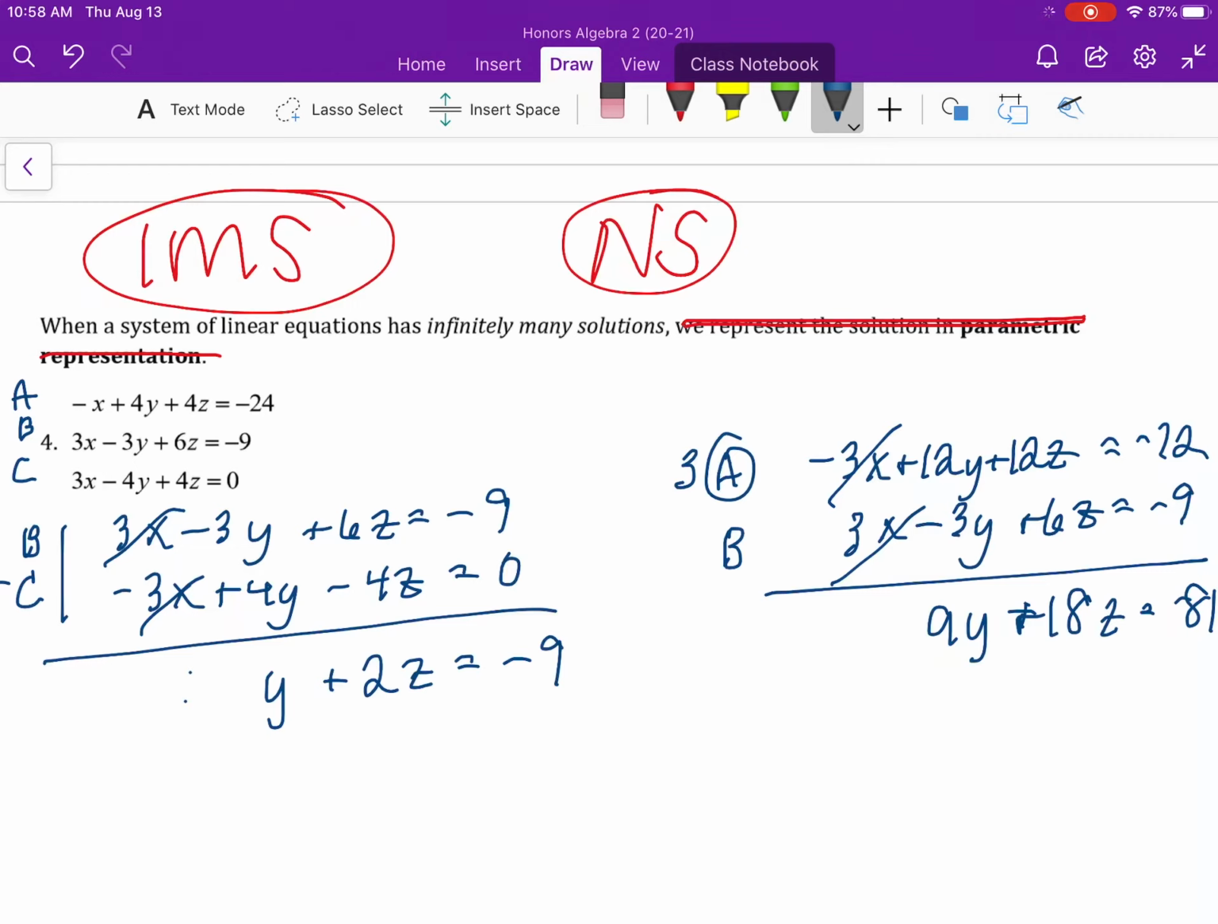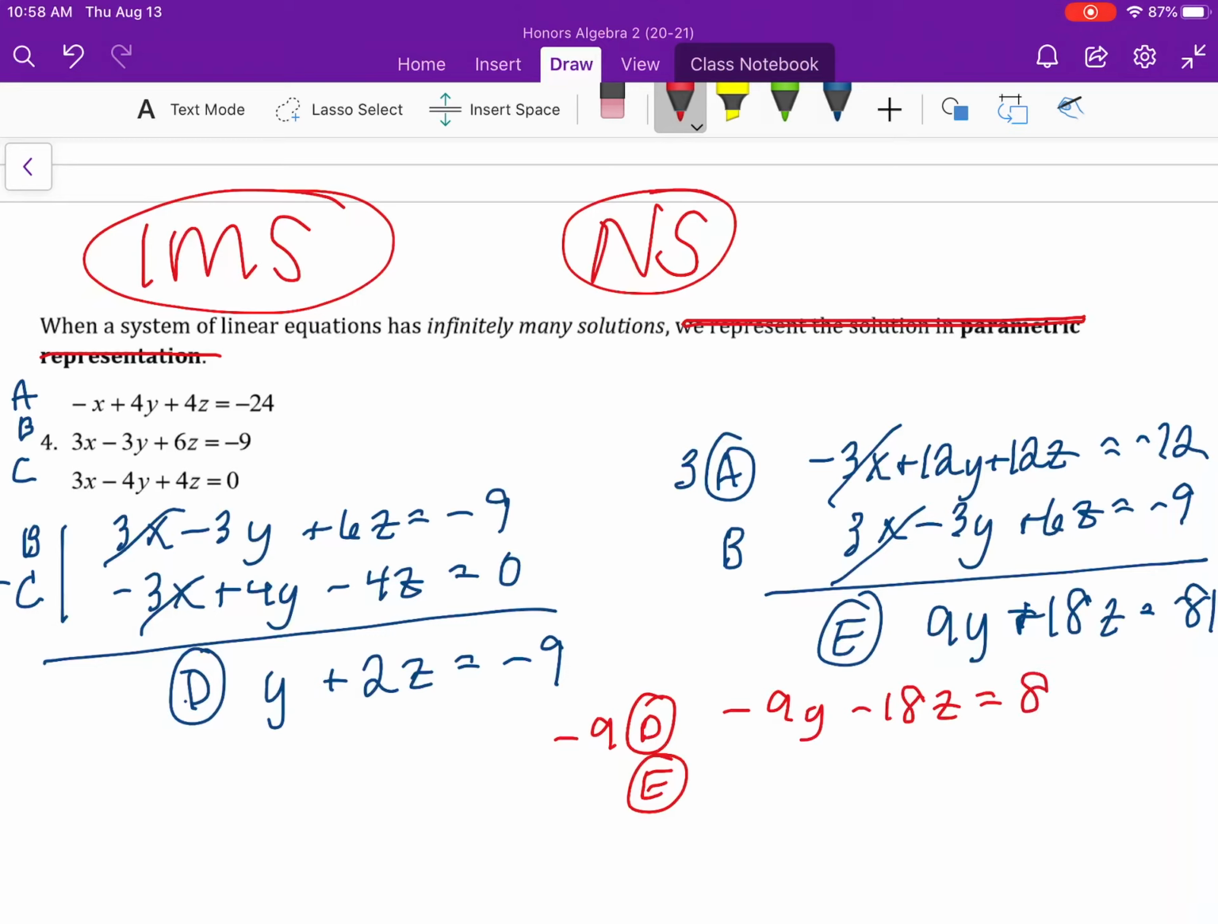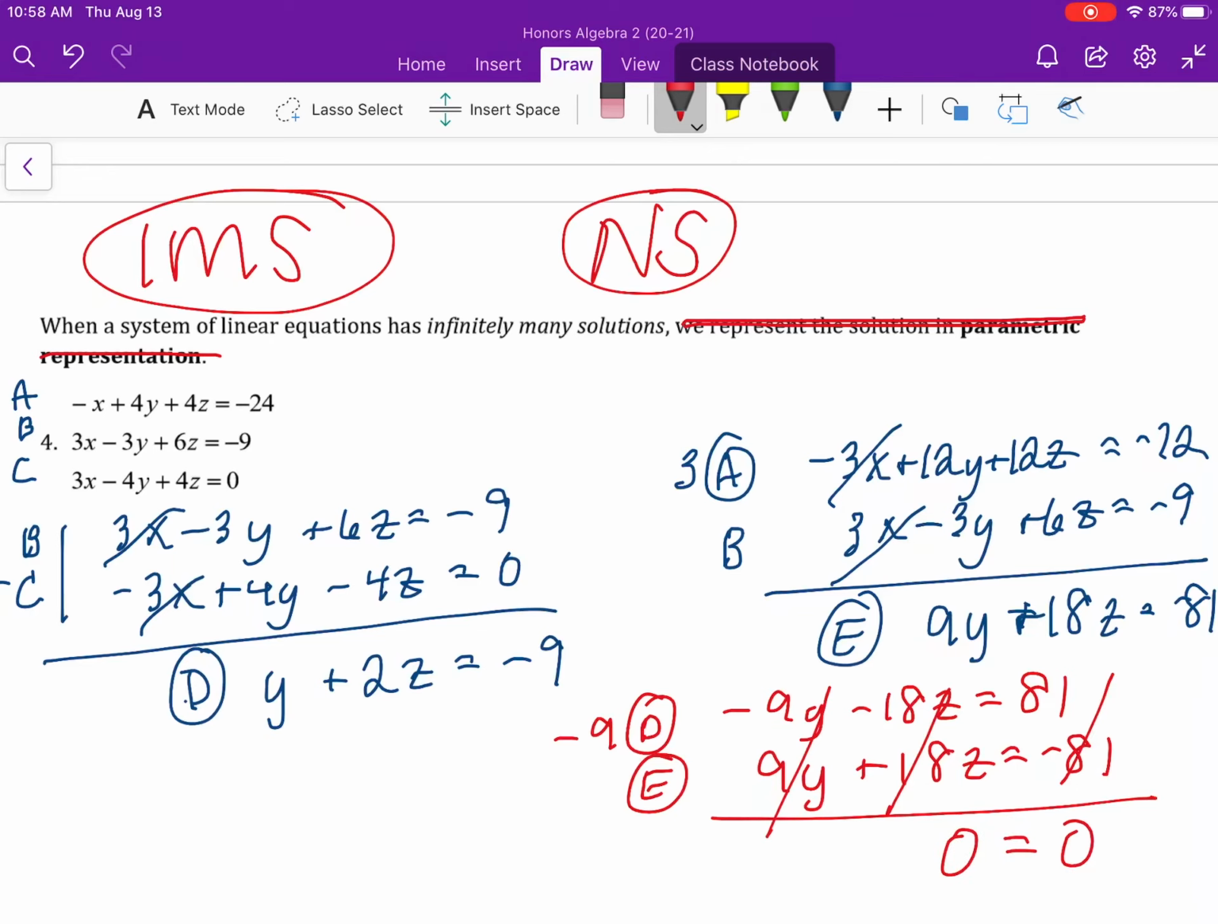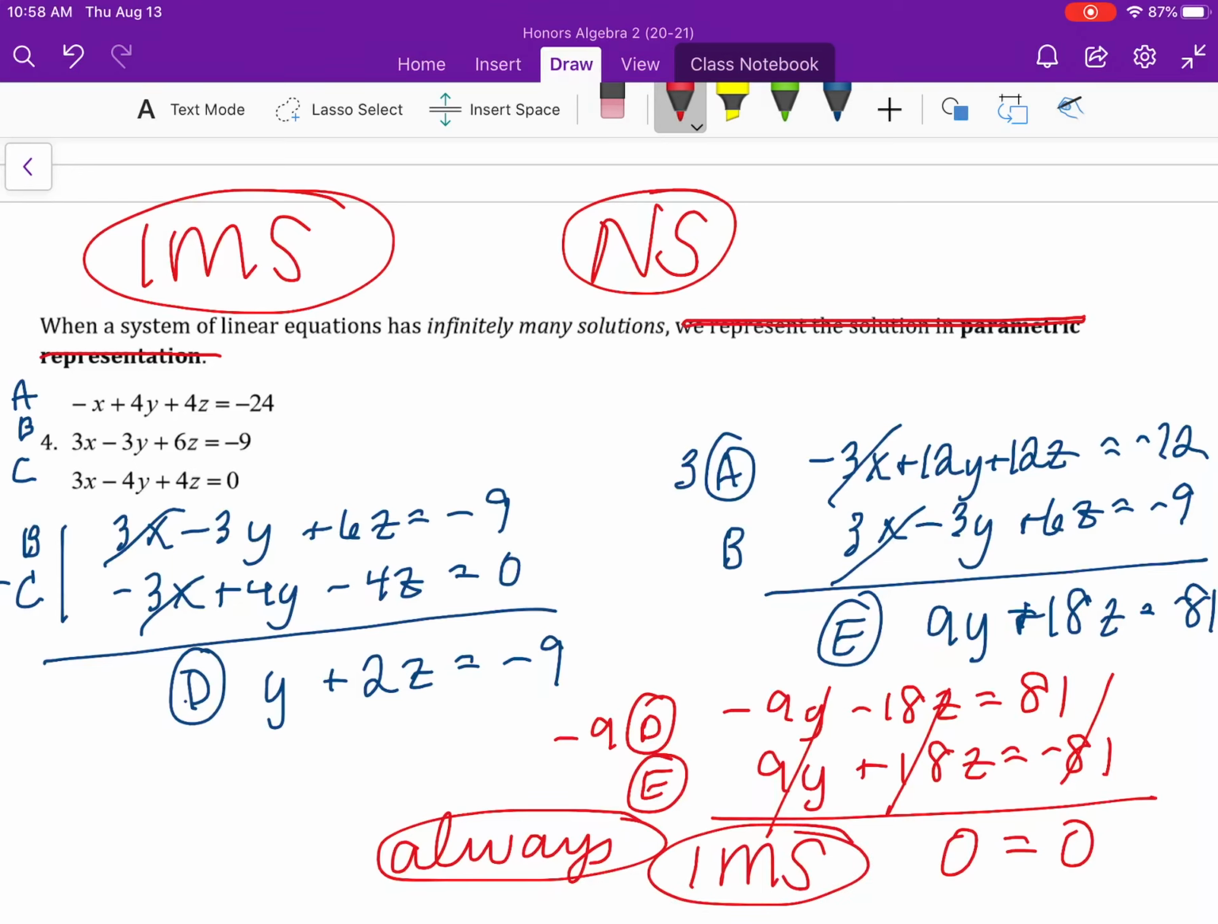Okay, so now, let's call this D and this E, the way I'm going to eliminate is to do negative 9D and add that to E to get rid of those y's. So negative 9y minus 18z equals positive 81, and then I'm just copying E. And look what happens. Cancel, cancel, cancel. You get 0 equals 0. Well, when is that true? That is always true. So in this case, there are infinitely many solutions to this.